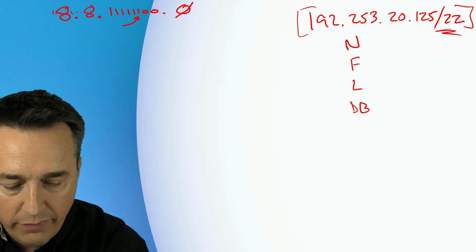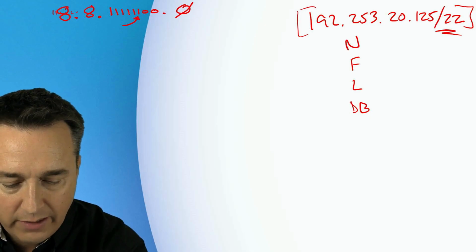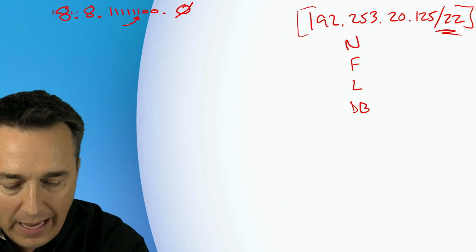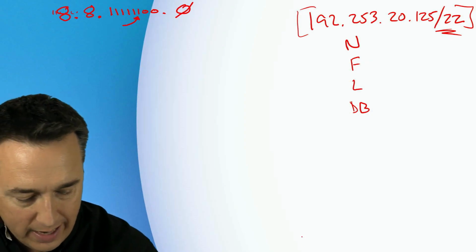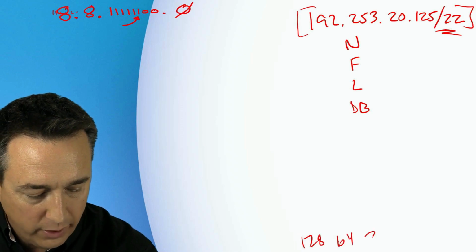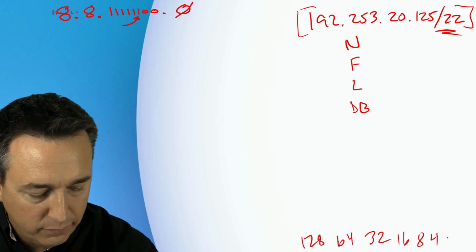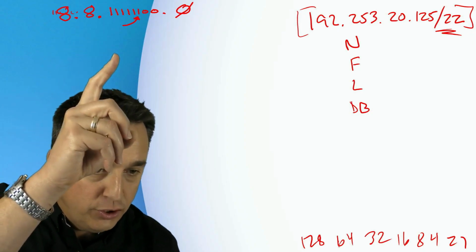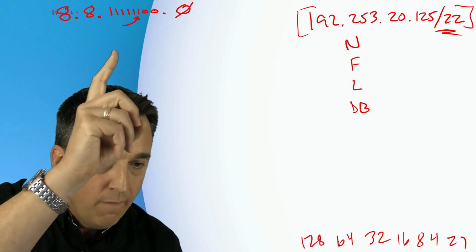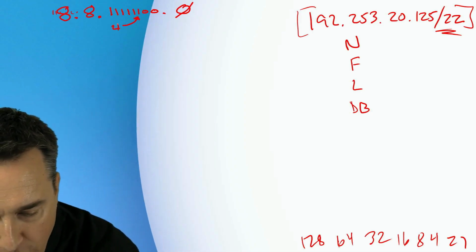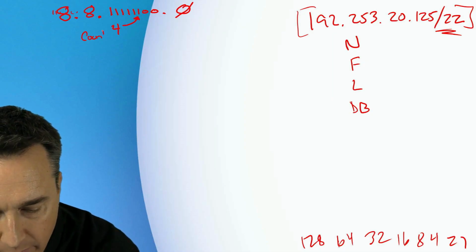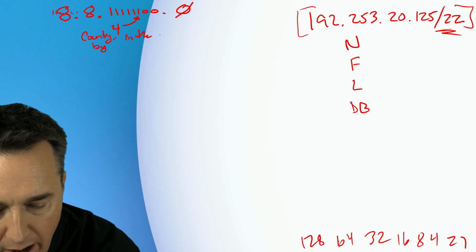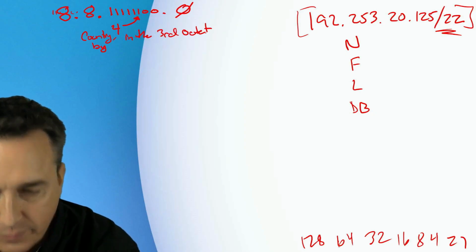So we've got 16, 17, 18, 19, 20, 21, 22. So what position is that? If we have our chart, which would be good to have written down, 128, 64, 32, 16, 8, 4, 2, 1. So we've got 128, 64, 32, 16, 8, 4. It's still 4. So we are 4. So we're counting by 4 in the third octet.